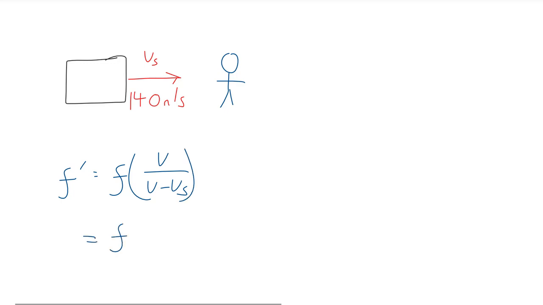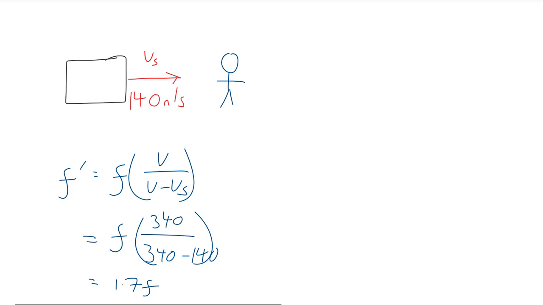Plugging in the numbers, I haven't told you the frequency yet because I want to work this out in general. But the speed of sound I will take to simplify things as simply 340 rather than 343, divided by that same 340 minus the speed of the source, minus 140. Working this out, we get that the perceived frequency is 1.7 multiplied by the actual frequency, the frequency of the emitted sound wave. Therefore, we see that as that object is approaching the detector, the perceived frequency and therefore the perceived pitch is greater than the actual frequency. We perceive a higher pitch than that is actually emitted from the source.